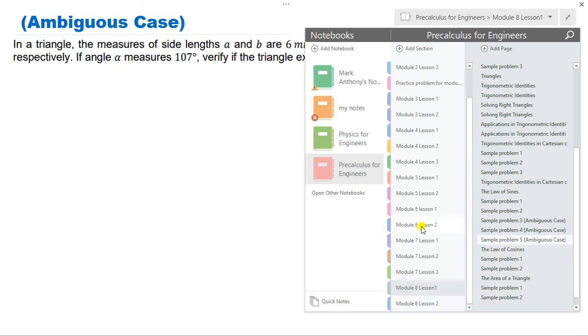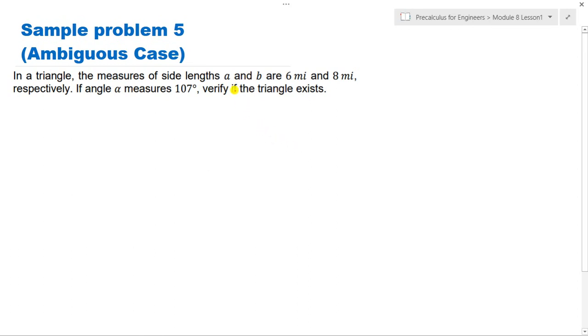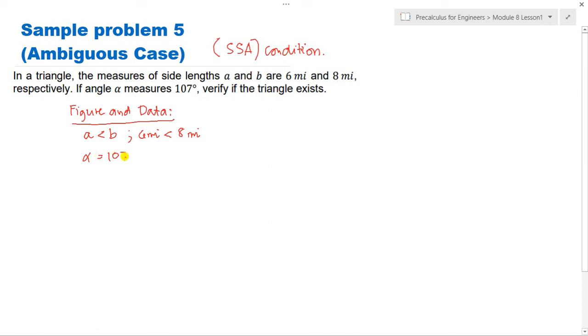So for the last example, we have an ambiguous case again, a side-side-angle condition. In a triangle, the measures of side lengths A and B are 6 miles and 8 miles. Here we have A is less than B, because 6 miles is of course less than 8 miles. And our alpha is equal to 107 degrees. This is an obtuse angle.